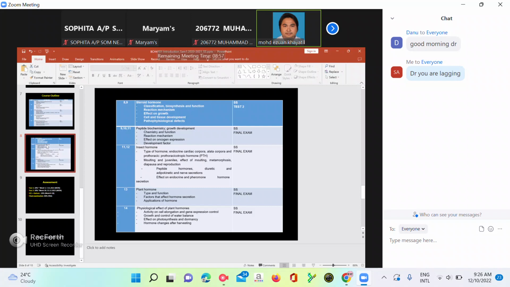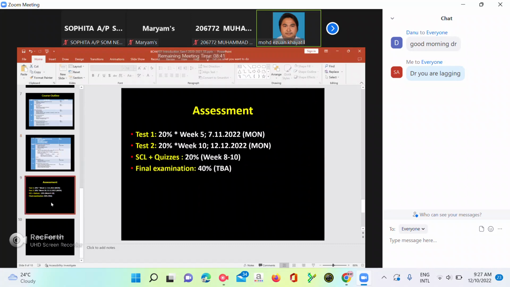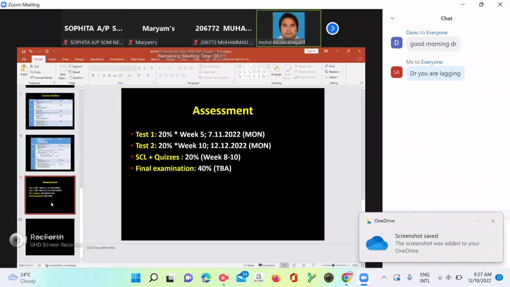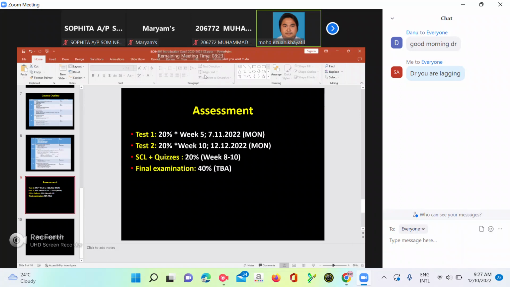Okay, so I will upload this slide in the Putra Blast, so you can go through all the subjects, all the topics in this course. So this is the plan assessment for this course. We will have test 1, test 2, SCL like I said before, and final examinations. Test 1 is 20%, test 2 is 20%, the SCL is 20%, and the final examination is 40%.